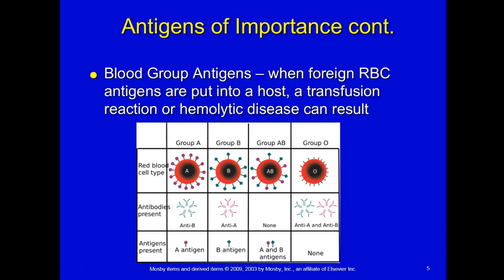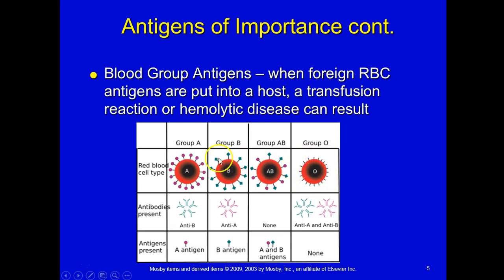Here are some other antigens of importance that you've probably heard of. If you've ever donated blood or known anybody who's received blood, this blood group antigen picture you see here is of utmost importance. If you have type A blood, there are a lot of type A people out there, you have A antigens on the outside of your cells. If you're type B, you've got B antigens. If you're AB, you've got both, and if you're O, you don't have any.